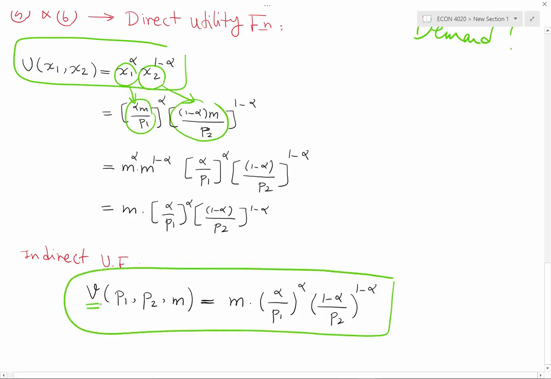So it's called indirect utility function because the value of utility here is a function of p1, a function of p2, and a function of m. There's no direct x1 and x2 involved here, so that's why it's called indirect utility function.